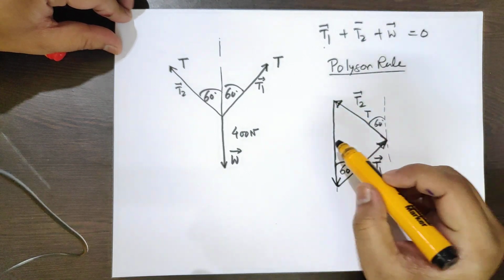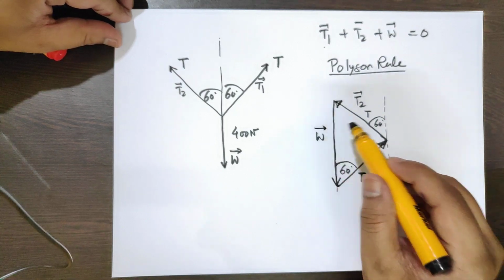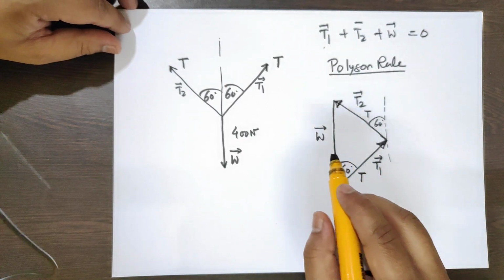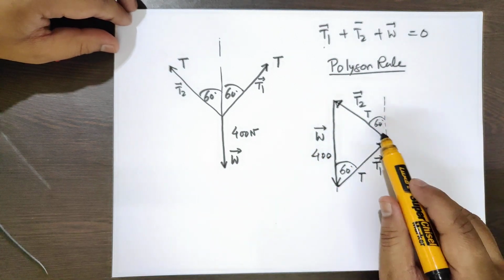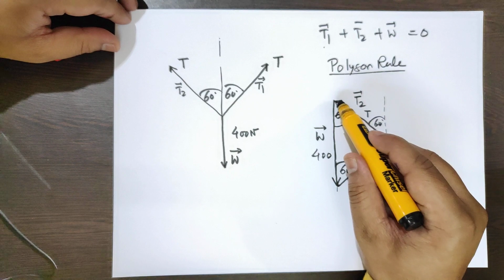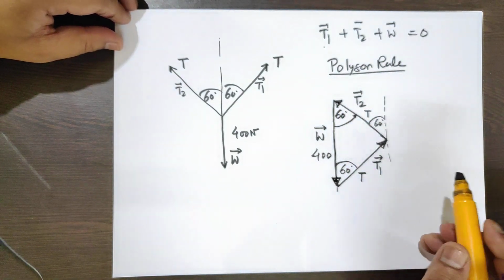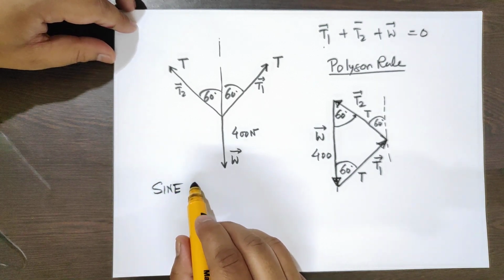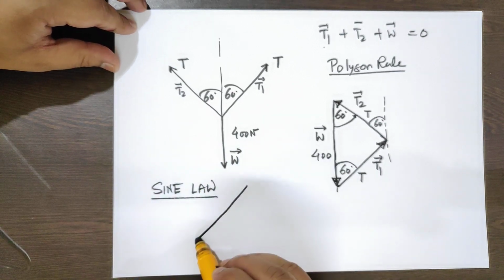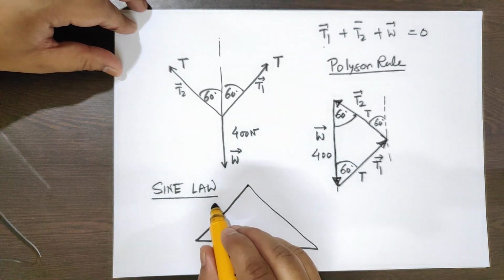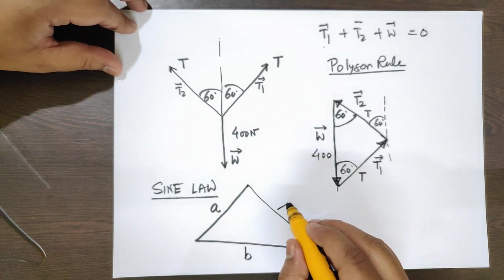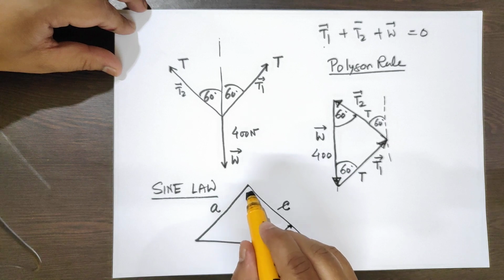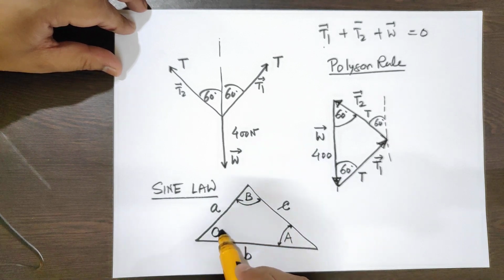Their sum is 0. If the sum of vectors is 0, then they form a closed polygon. That's 400. So that's 60. This is also 60. And if you get such triangles, you know in a triangle there is a nice law known as the sine law or the sine rule. Suppose in a triangle you have a side A, side B, side C. Now the angle opposite to side A is capital A, opposite to side B is capital B, opposite to side C is capital C.